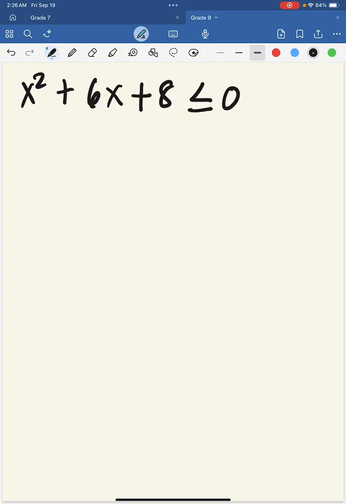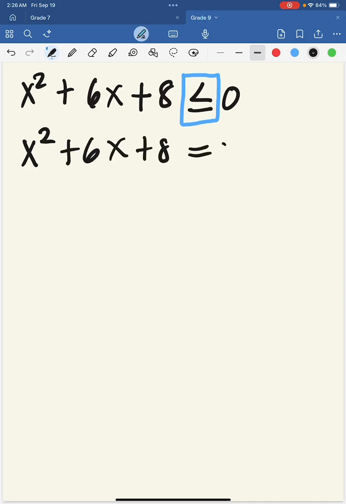Now an example with less than or equal to 0. So let's have x squared plus 6x plus 8 is less than or equal to 0. Again, this is different this time because there are now two involved symbols, the less than and the equal to. So again, find the critical values for this. Let's turn this into a quadratic equation first. So x squared plus 6x plus 8 is equal to 0.